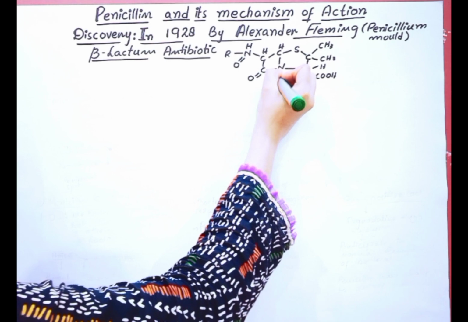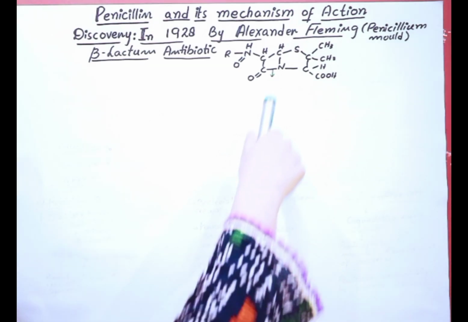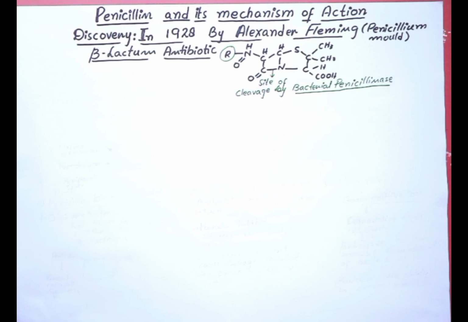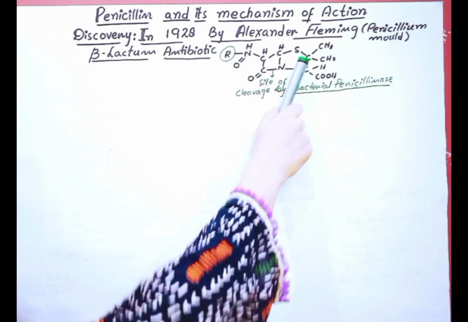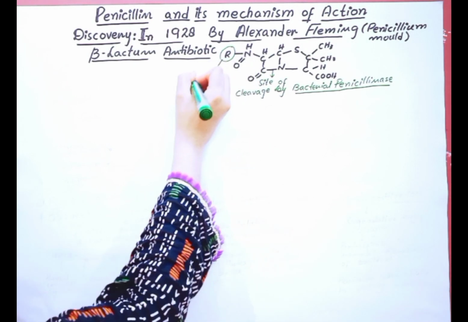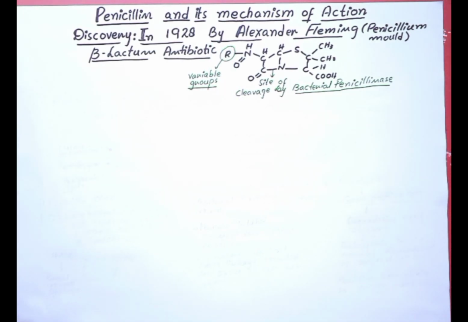This one is the site of cleavage by bacterial penicillinase, an enzyme which breaks this chain from here. In this beta-lactam basic structure, or penicillin basic structure, this R stands for the variable groups. And when a certain group attaches here, from that we can determine the drug's stability to enzymatic or acidic hydrolysis.